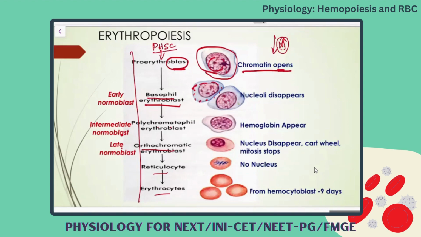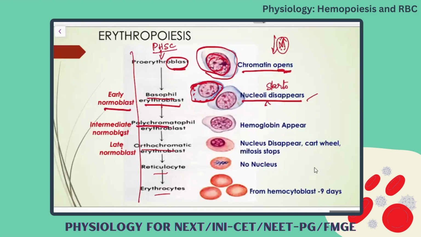So here the nucleus is present and the cytoplasm is bluish in color, so it is called basophilic erythroblast. This is the stage where the nucleus starts disappearing. It is not completely disappeared. So in the proerythroblast, you have a big nucleus and the chromatin starts opening. And the basophil erythroblast, also called early normoblast, is the stage where the nucleus starts disappearing. Still it is basophilic in nature.